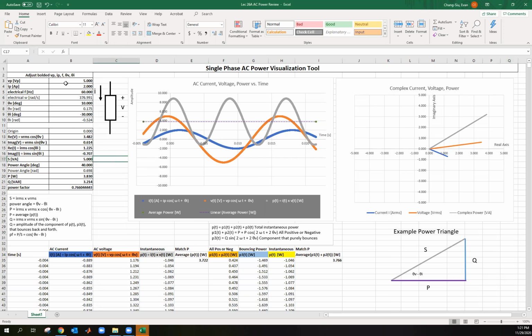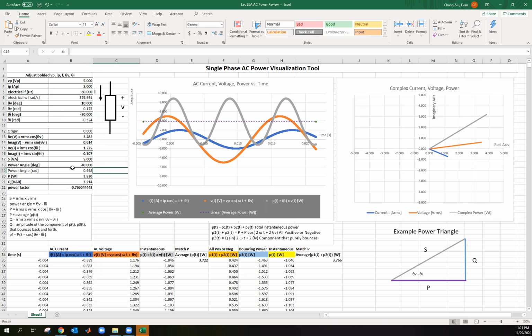Now, in this Excel document, what do we have? On the left here, notice we can enter in the bolded values, AC voltage and current. So you have to specify the amplitude of both the voltage and the current, and the phase and the frequency. So notice I've specified 5 volts, 2 amps, 60 hertz, and then I've defined the voltage phase as 10 degrees and minus 30 for the current. So in this specific case, the current is lagging the voltage by 40 degrees, right?